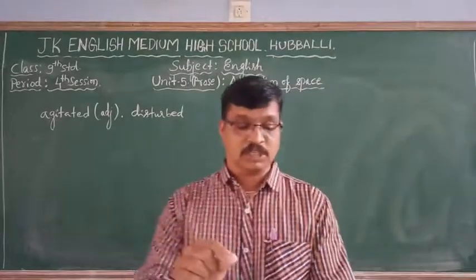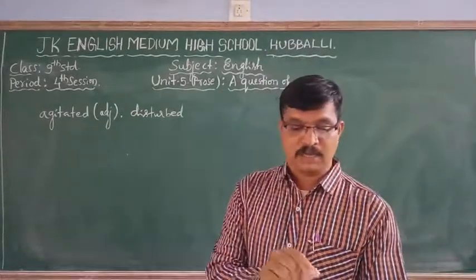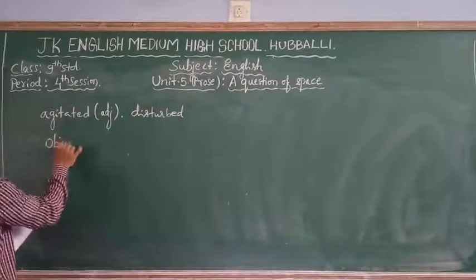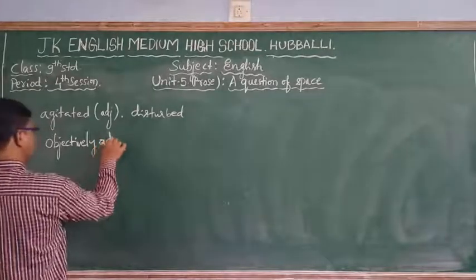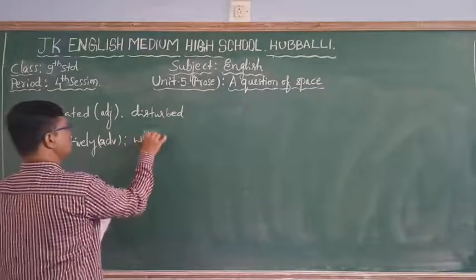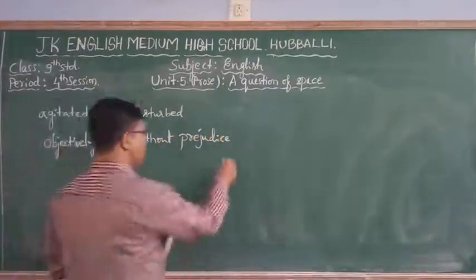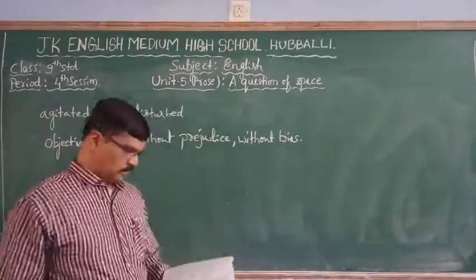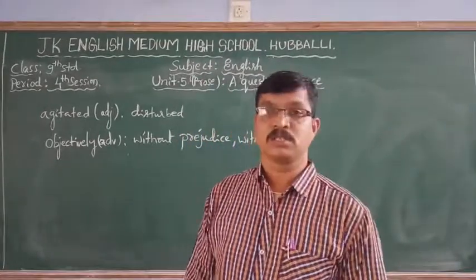Listen, children. He could see things more objectively. Objectively means without prejudice, without bias. Here objectively is used as an adverb, meaning without prejudice. So he could see things more objectively, even when he could not control his reactions.